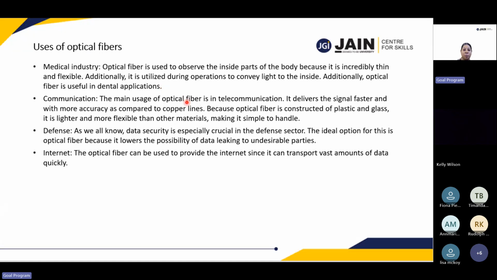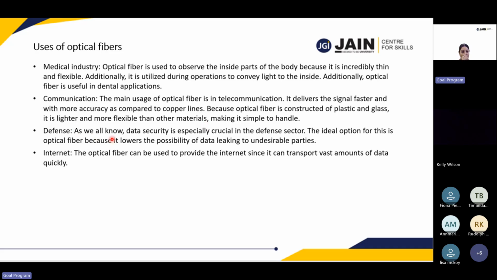Communication. The main usage of optical fiber is in telecommunication. It delivers a signal faster and with more accuracy as compared to the copper lines, because of which we are using it for communication. Even for long distance communication, it is covering with the same speed and the same accuracy. Because fiber optic cable is constructed of plastic and glass, it is lighter and more flexible than other materials, making it simpler to handle.